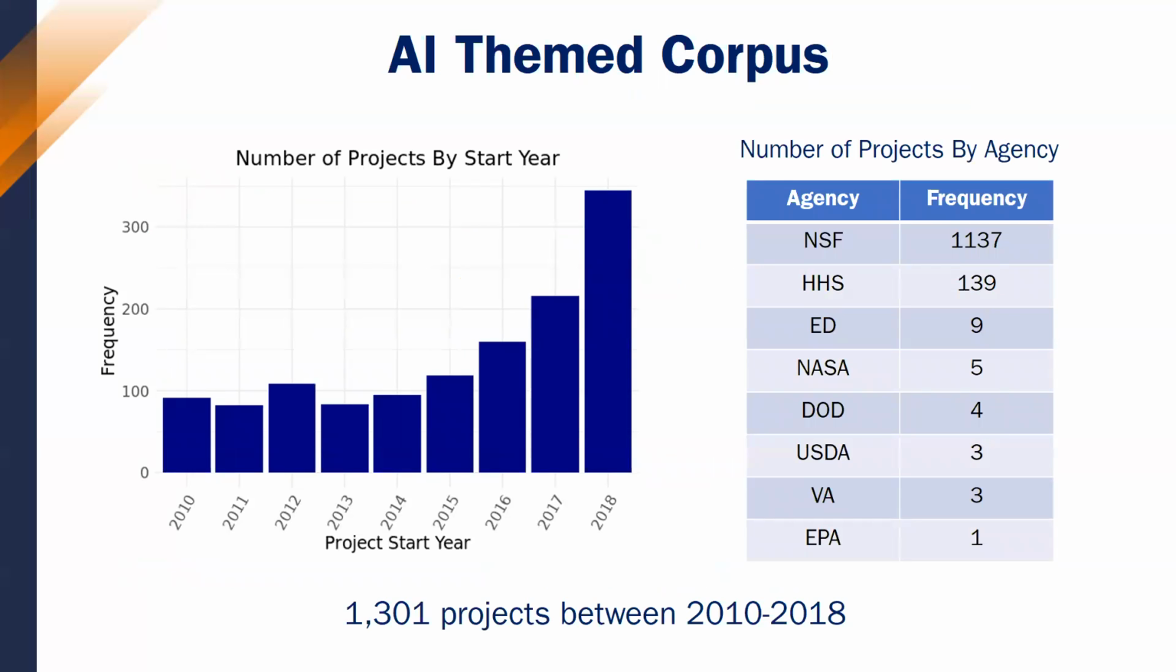So after running our information retrieval filtering process, we came up with an AI themed corpus. And here we have the breakdown of that corpus by project start year and by funding agency. There were about 1,300 projects between the years of 2010 and 2018 that we used for this corpus. We can see that the frequency by year is increasing as we get closer to 2018, which makes sense as AI has been gaining in popularity. For funding agency, NSF really dominates this corpus, which makes sense as they do house a computer science division.